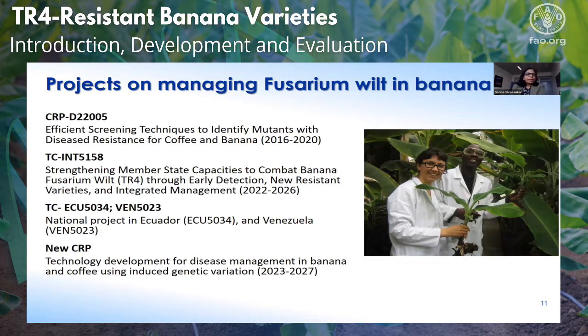The project INT5158 is conceived as an interregional project, but right now focusing on Latin America, and it is for a 5-year duration. There are two national projects that started this year as well, one in Ecuador and one in Venezuela. And then there is a new CRP that is planned to be launched next year, which is in preparation this year. Again, this is a fundamental R&D project that is looking at genetic variation. For the first time, we are looking at TR4 in a broad perspective within the context of the joint FAO-IAEA Center's research. We are looking into providing capacity building and also conducting research on early detection, development of new resistant varieties, and integrated management of the disease.